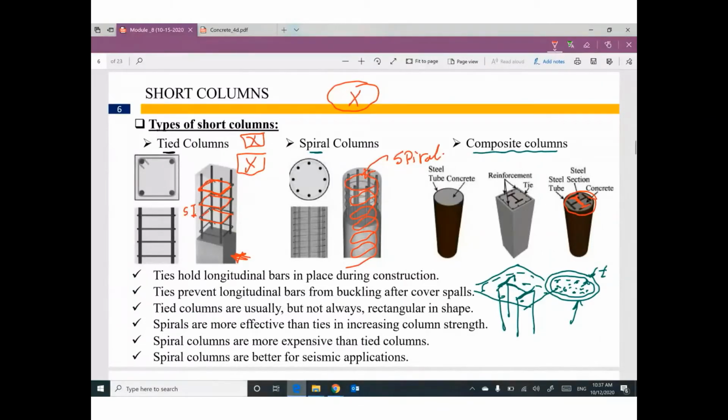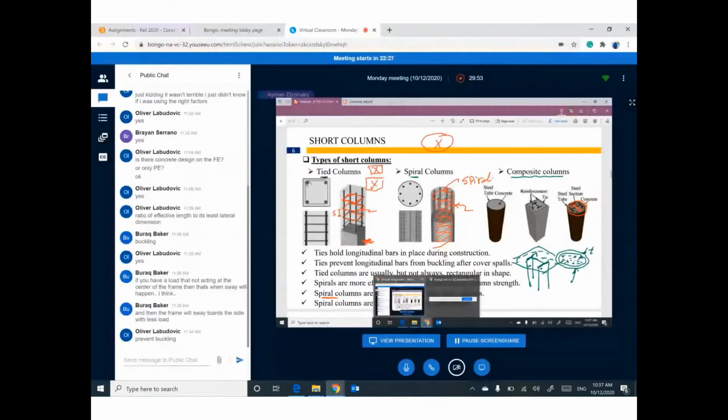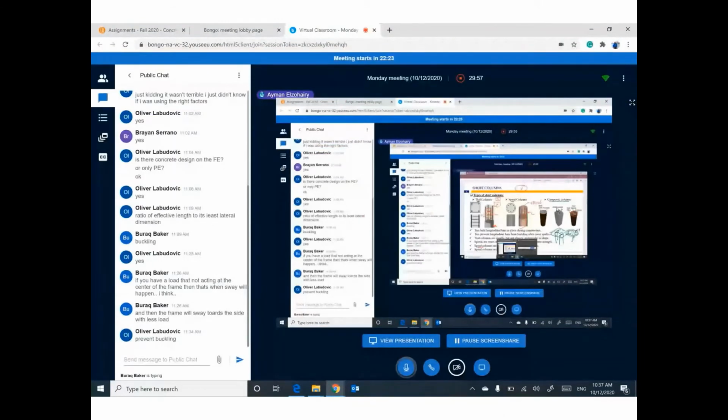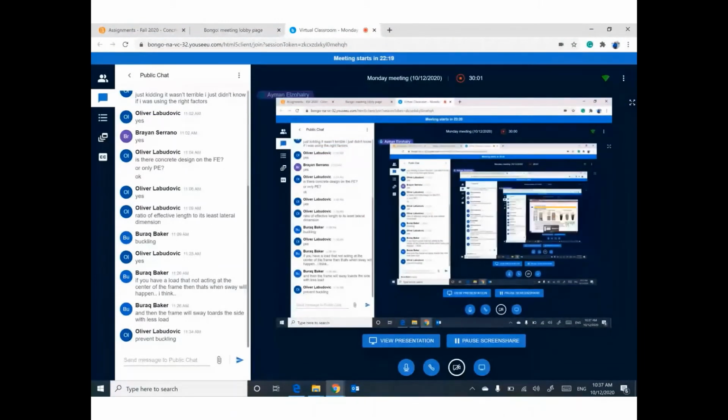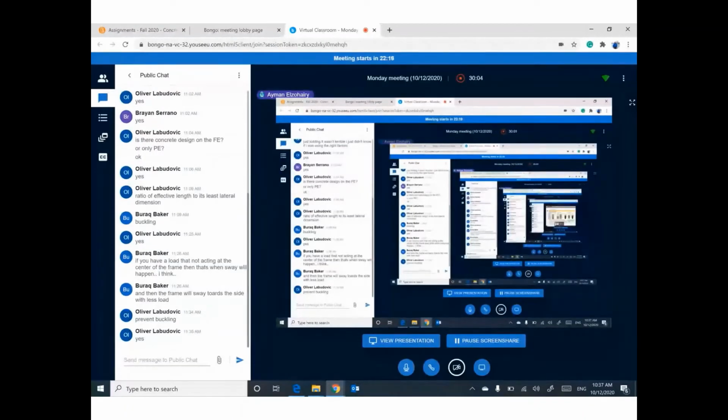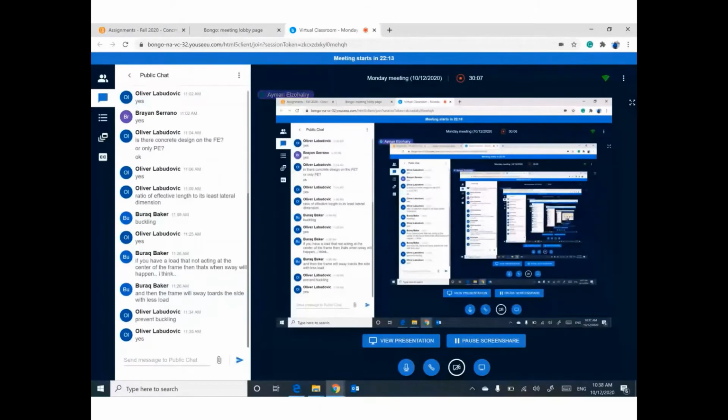By the way, spiral column is stronger, but more expensive. Does anybody know what is the main purpose of these stirrups or this spiral in a short column? What is the main purpose? Prevent buckling for what? For the column? Prevent buckling for the column? No. It's preventing buckling, but not for the column.